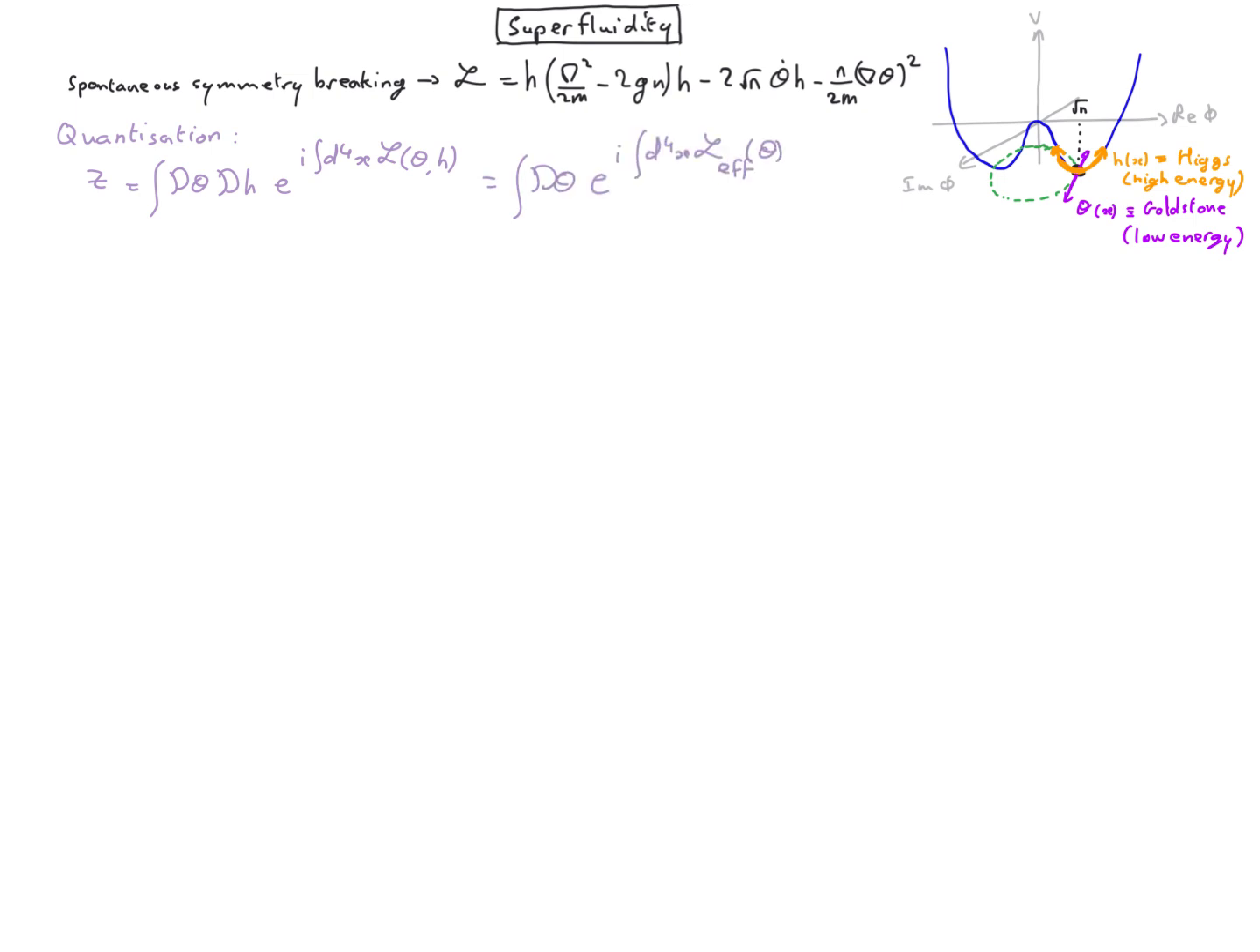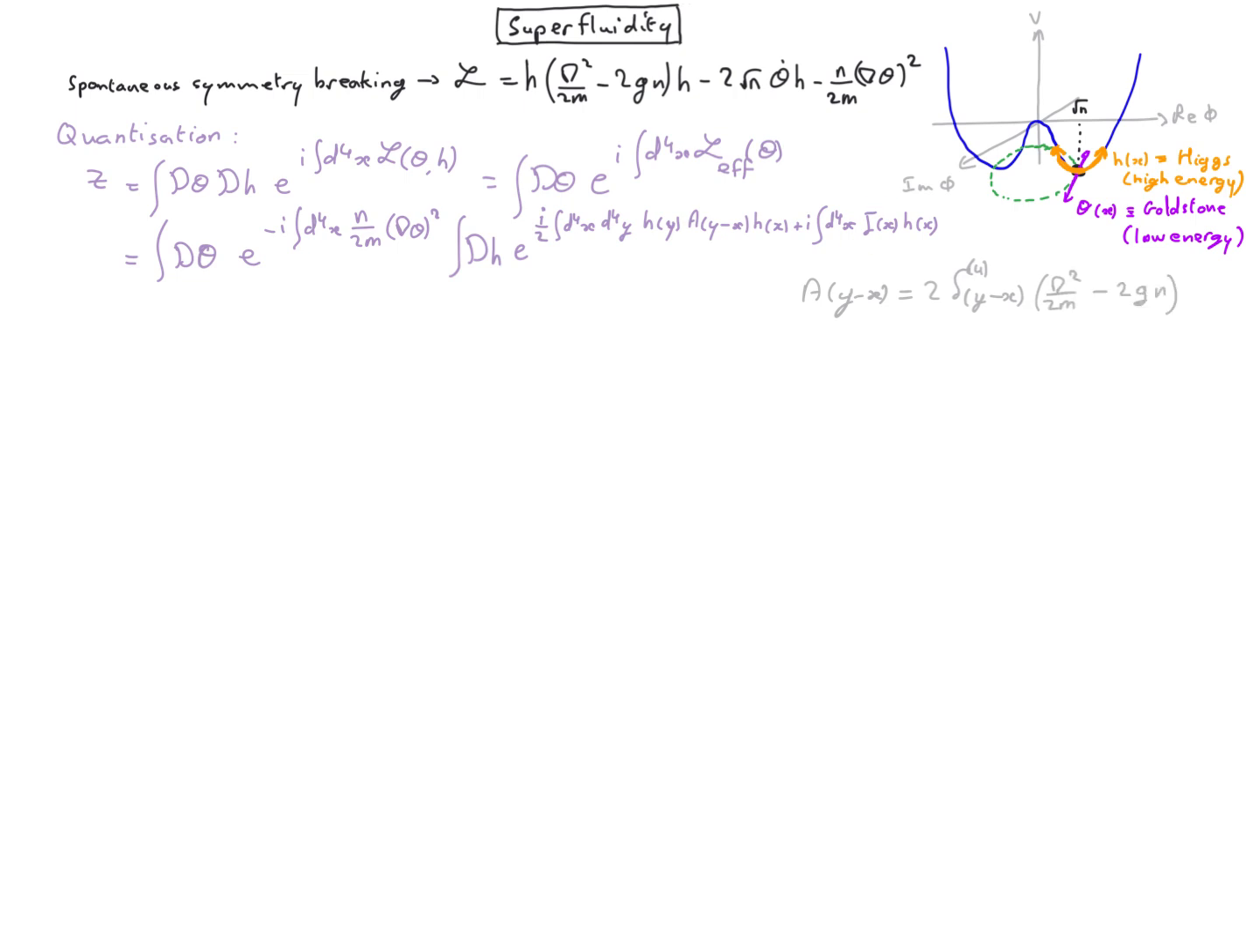We can already isolate the term in the Lagrangian which doesn't depend on the Higgs field. And to integrate out the Higgs field, we need to rewrite the path integral in terms of a Gaussian path integral. This implies an expression for A and for J. We can then solve our Gaussian path integral. The propagator D is the inverse of A.